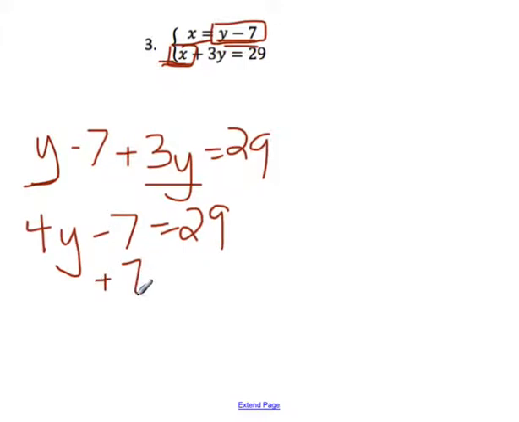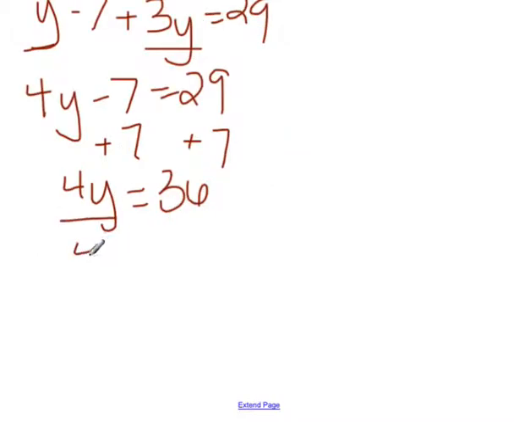Then I need to add 7 to both sides. And then I get that 4y, 29 plus 7 is 36. So 4y is equal to 36. Divide both sides by 4, and you're going to get that y is equal to 9.